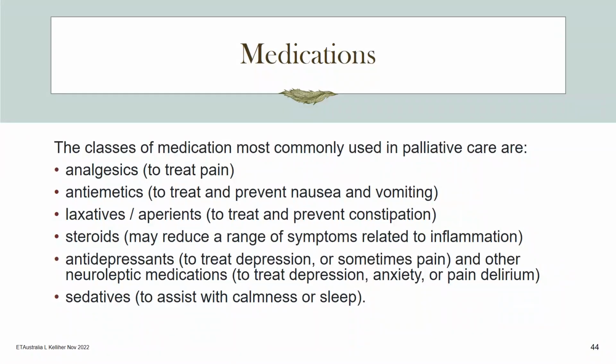The classes of medication most commonly used in palliative care are analgesics to treat pain, antiemetics to treat and prevent nausea and vomiting, laxatives and aperients to treat and prevent constipation or diarrhea. Steroids may reduce a range of symptoms related to inflammation. Antidepressants to treat depression or sometimes pain, and other neuroleptic medications to treat depression, anxiety or pain, delirium, and sedatives to assist with calmness or sleep.